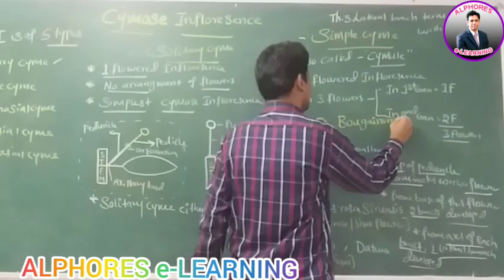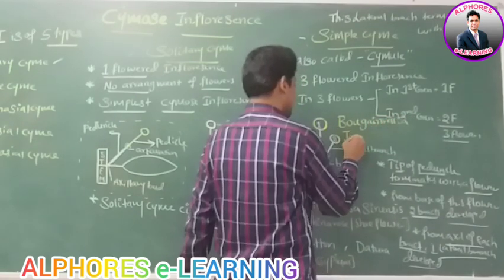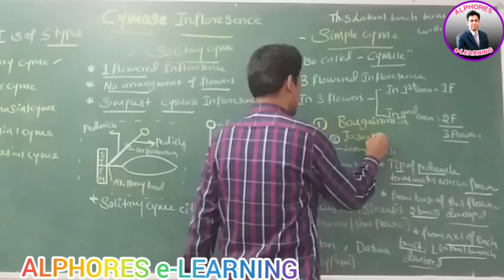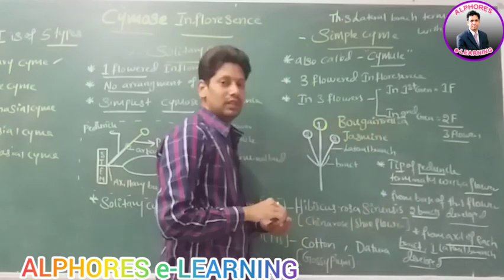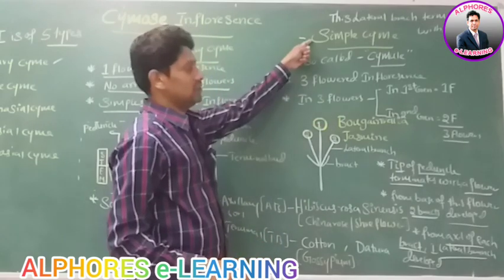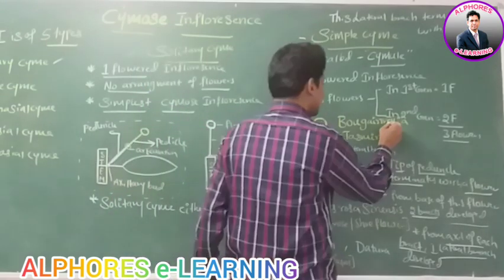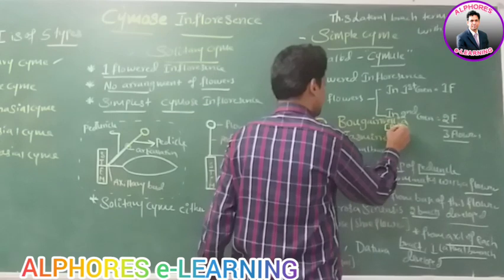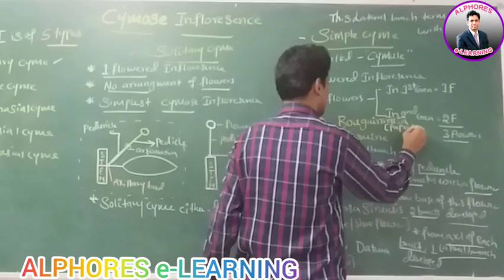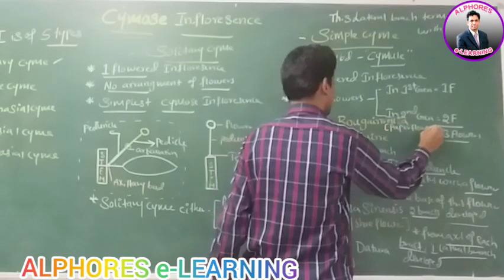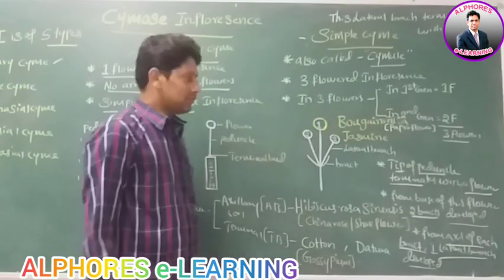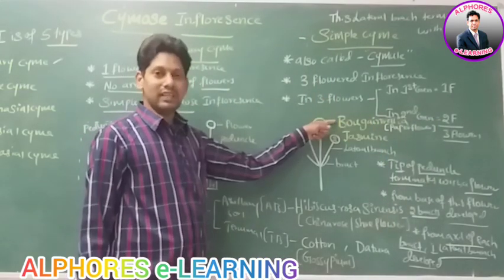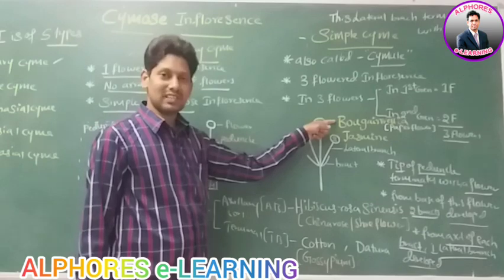Bougainvillea, and the second one is jasmine. Bougainvillea and jasmine. These are examples for simple cyme. Okay, sir, what is the common name of bougainvillea? Paper flower. Now you tell me, sir, where do we get this bougainvillea?